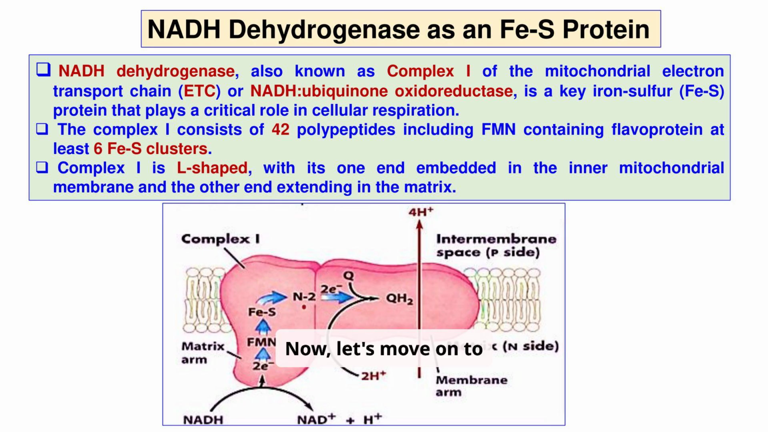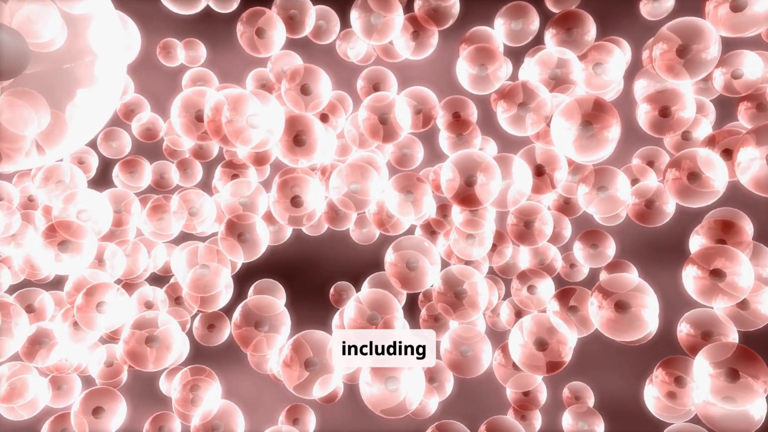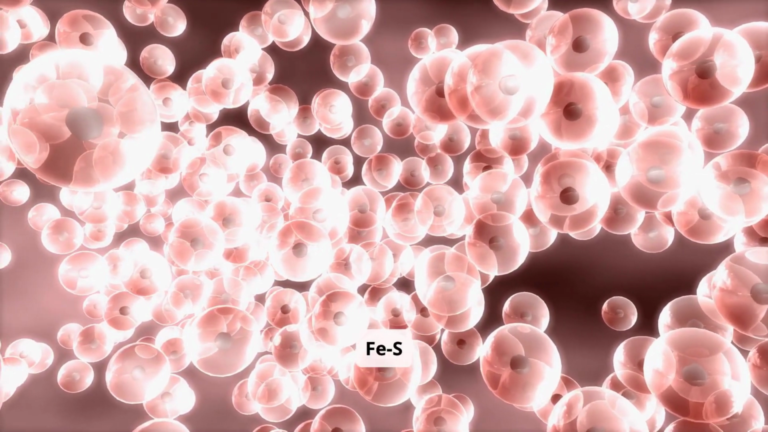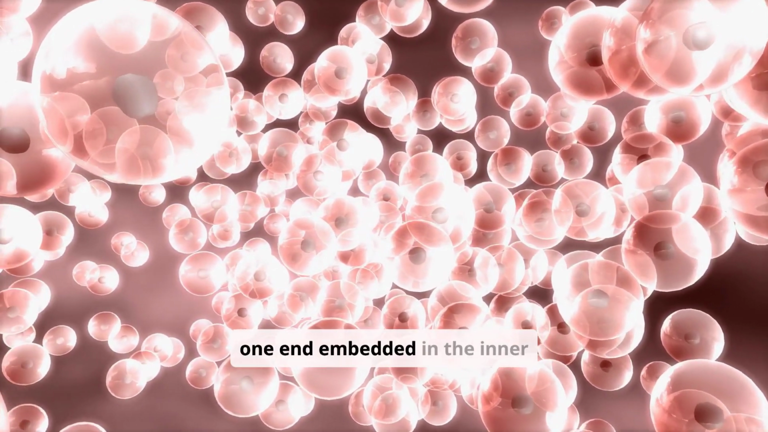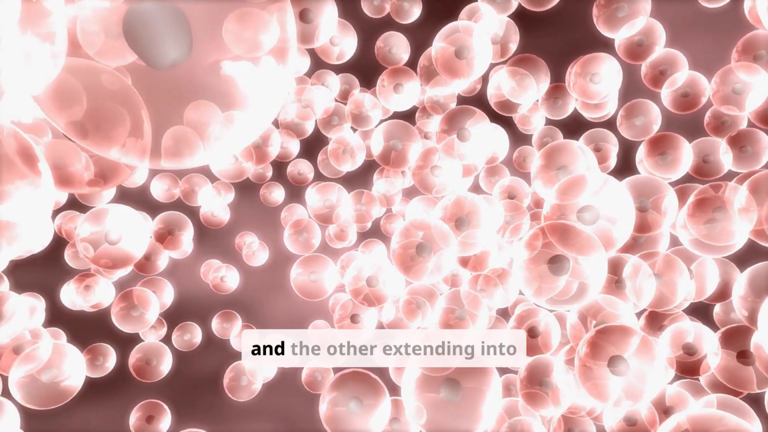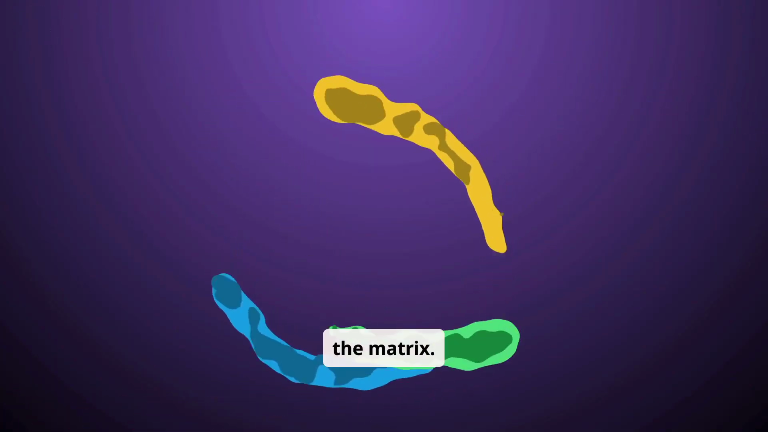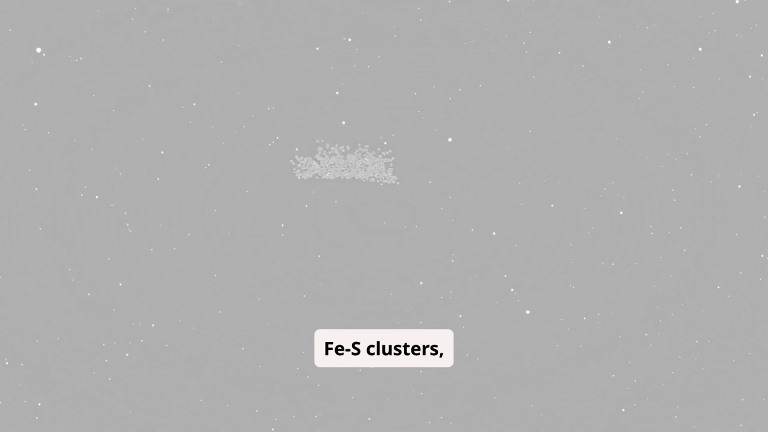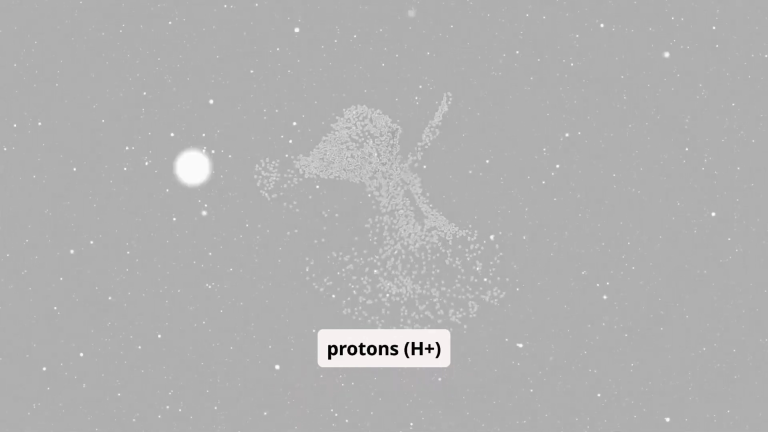Now, let's move on to NADH dehydrogenase, also known as complex 1, a crucial iron-sulfur protein in cellular respiration. Complex I consists of 42 polypeptides, including FMN-containing flavoprotein and at least 6 Fe-S clusters. It's L-shaped, with one end embedded in the inner mitochondrial membrane and the other extending into the matrix. Electrons flow from NADH to ubiquinone, Q, via FMN and these Fe-S clusters, driving the pumping of protons, H+, across the inner mitochondrial membrane.